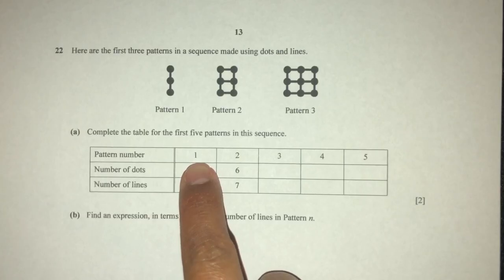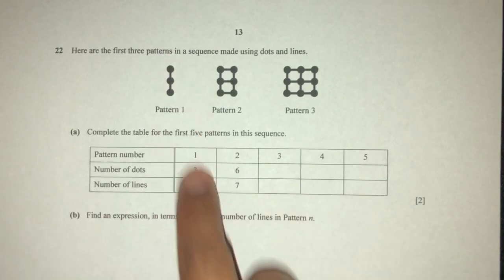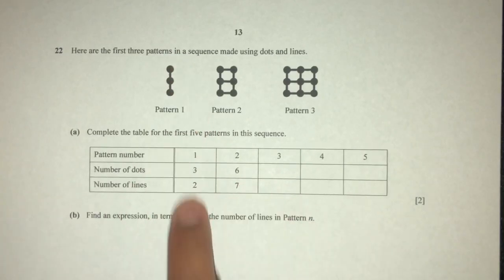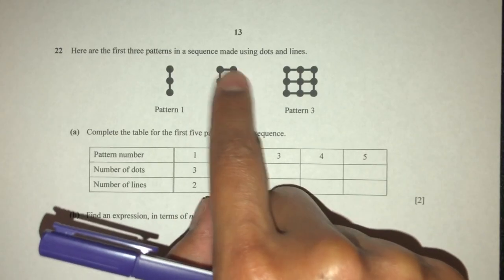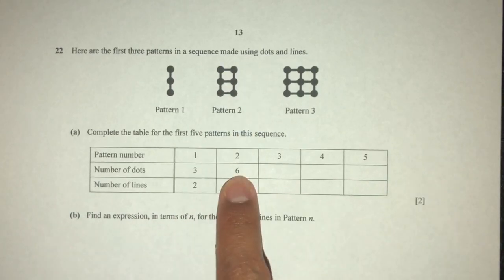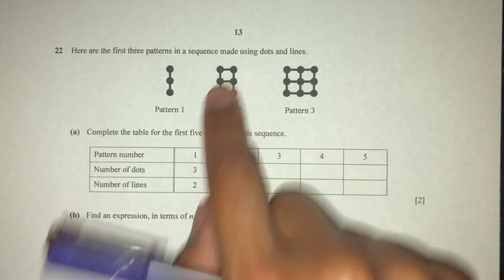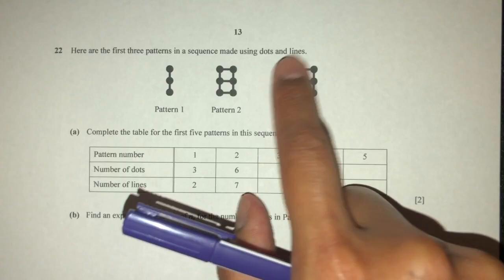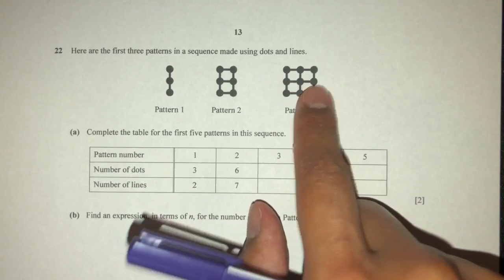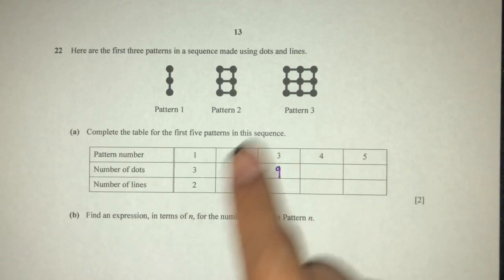Here, pattern number 1, dots: we have 1, 2, 3 dots. We have 2 lines, 1, 2 lines. Pattern number 2, we have 1, 2, 3, 4, 5, 6, so 6 dots. And we have 7 lines, so 1, 2, 3, 4, 5, 6, 7. Now for this one, we have 1, 2, 3, 4, 5, 6, 7, 8, 9, so 9 dots. And we have how many lines?